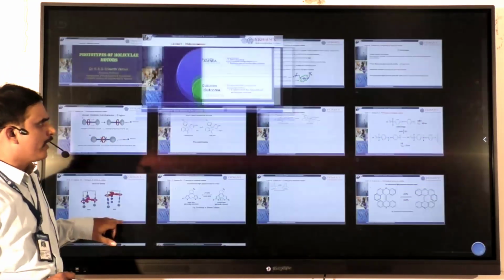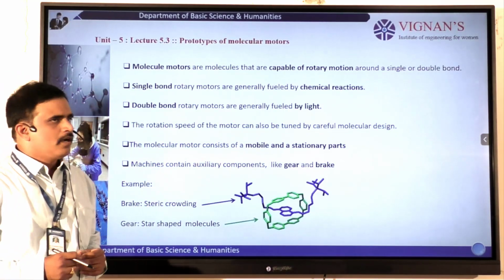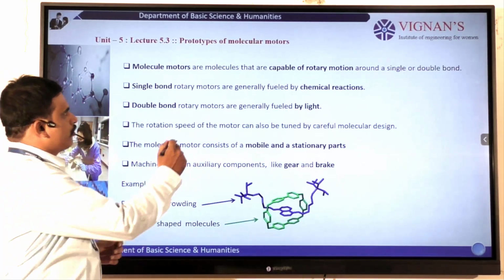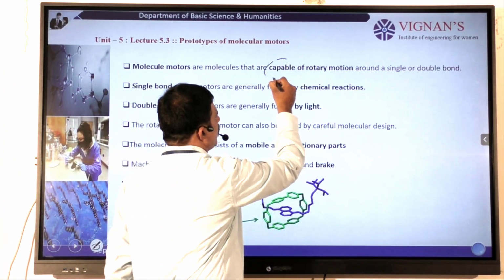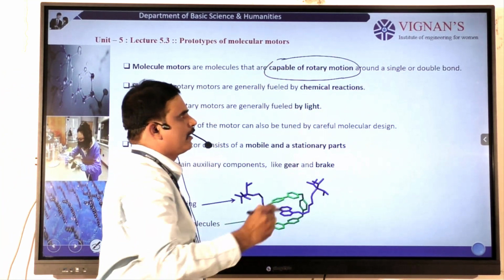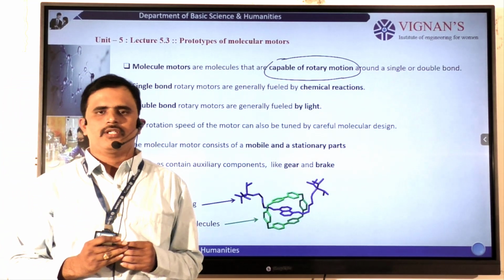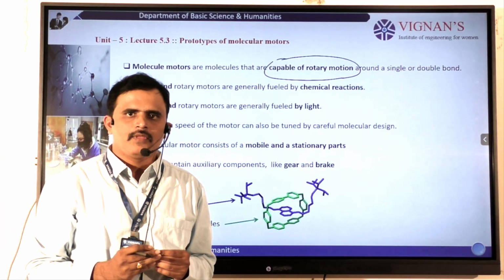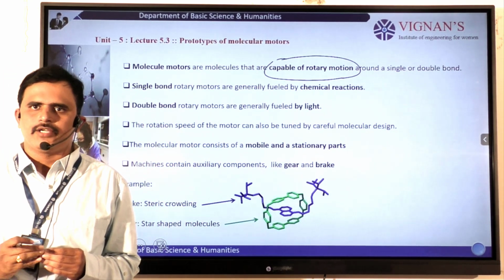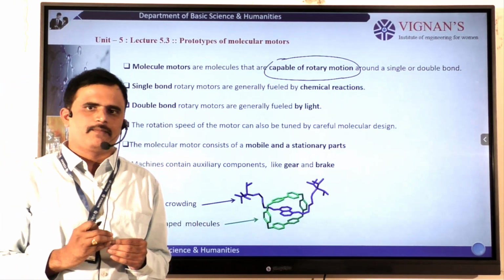Now let us see the definition of a molecular motor. Molecular motors are molecules which are capable of rotatory motion. That means these molecules move or change their direction, shape or structure with the help of energy, light, radiation, or any environmental medium like an acidic or basic medium.